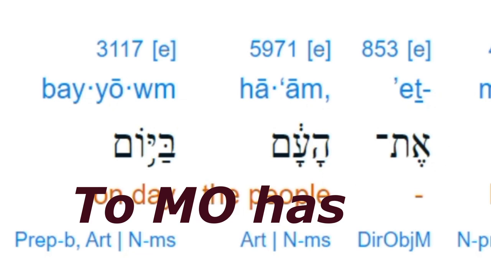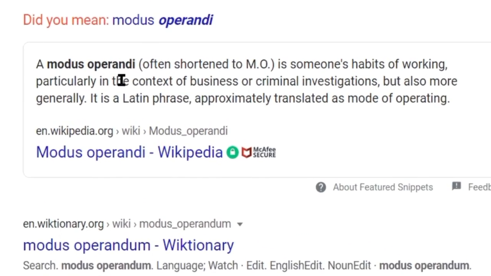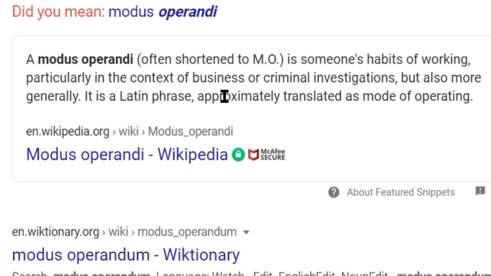So your modus operandi, you might have seen this word used in movies before. What's your M-O? What's your M-O? How do you go about getting things done? My M-O, I make people happy by delivering pizzas. That's your MO. How do you go about getting people happy?